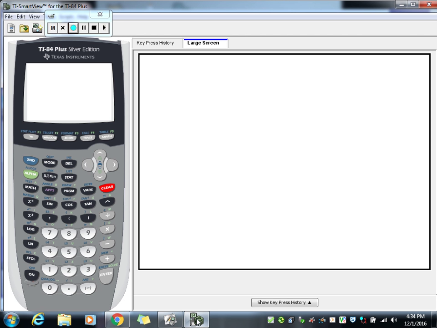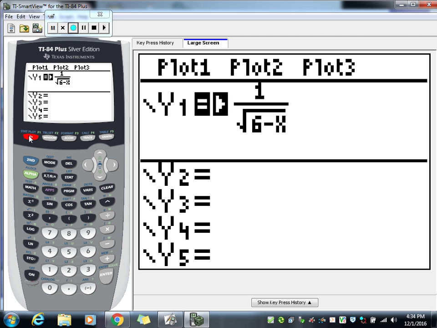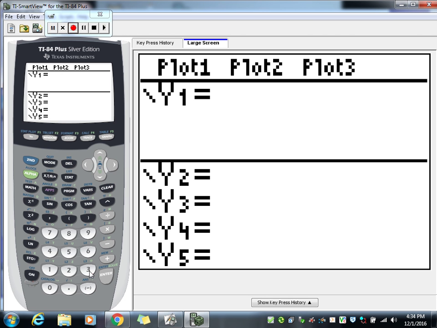If you don't remember how to do that in your calculator, we're going to go to the y equals. We're going to type in 3. Then you're going to push the little caret button to get you up in the exponent. And then you're going to put your x in there.